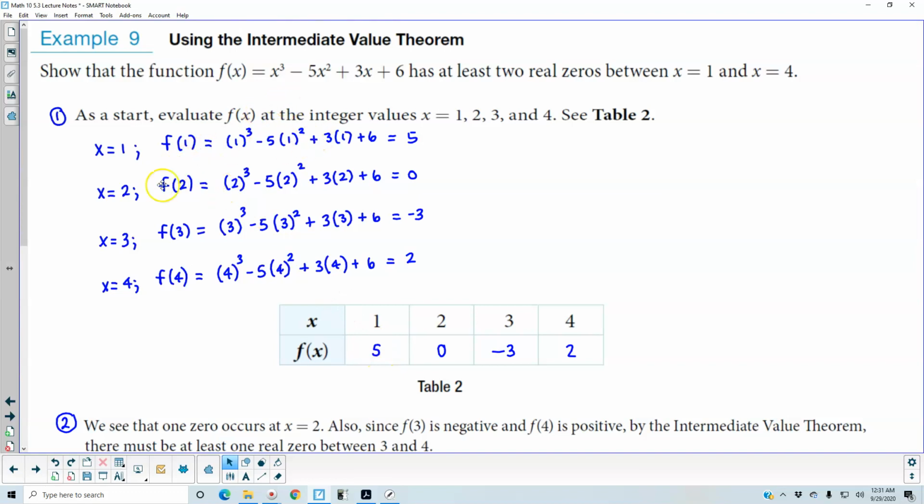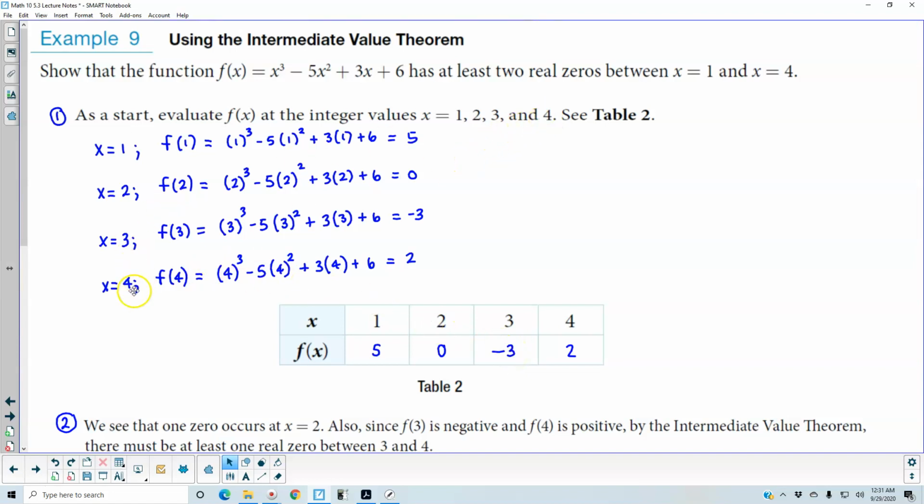When we plug in the value of 2 into the function, we get 2 cubed minus 5 times 2 squared plus 3 times 2 plus 6, and that gives us 0. So when the input is 2, the output is 0. If we plug in the value of 3, f of 3 is equal to 3 cubed minus 5 times 3 squared plus 3 times 3 plus 6, which gives us an output of negative 3. So when the input is 3, the output is negative 3.